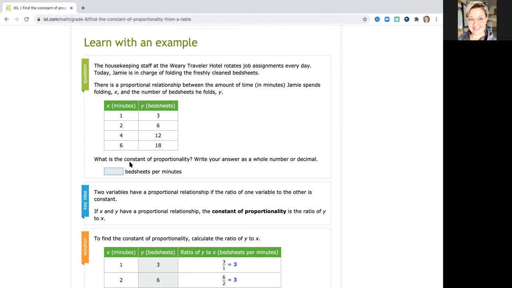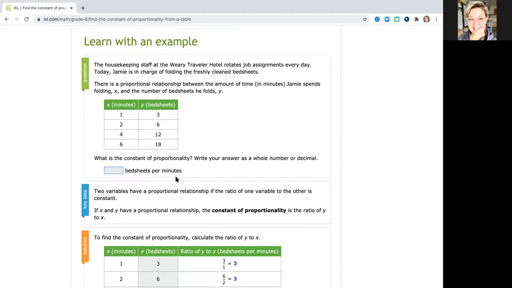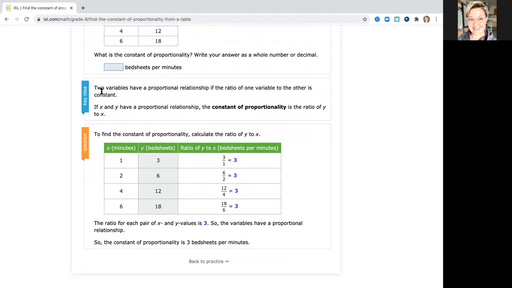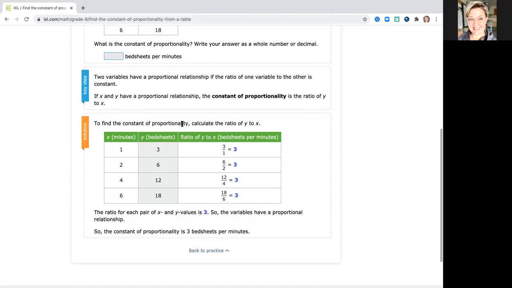So what we're going to try and find from this is the constant of proportionality, which means what's the rate at which he's folding the bed sheets. We're going to find out how many bed sheets per minute Jamie folds. Here's the key idea. We've talked about this a lot already. Two variables have a proportional relationship if the ratio of one variable to the other is constant. Okay, so we're assuming that X and Y have a proportional relationship. Actually, we're being told that. The constant of proportionality is the ratio of Y to X. To find the constant of proportionality, calculate the ratio of Y to X.